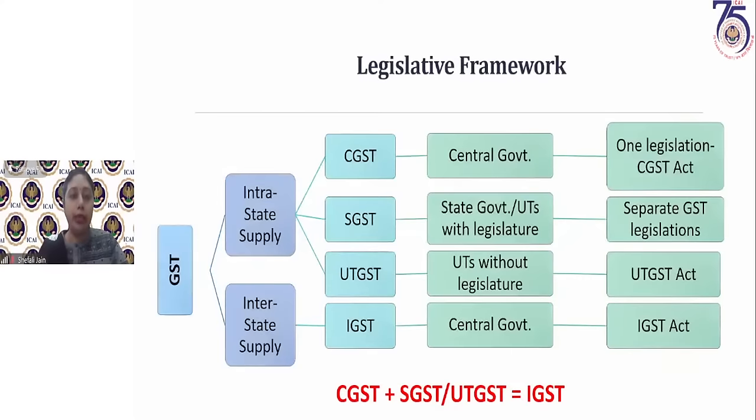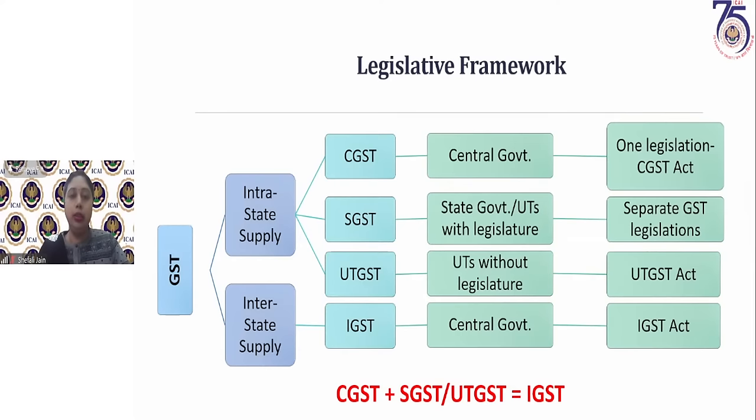Now, in case of an intrastate supply, what is levied is CGST plus SGST, in case the intrastate supply is within a state or a union territory with state legislature. Then CGST and SGST will be levied. But in case the intrastate supply is within a single union territory without legislature, then CGST plus UTGST will be levied. And in case of interstate supply, it is always IGST which is levied.